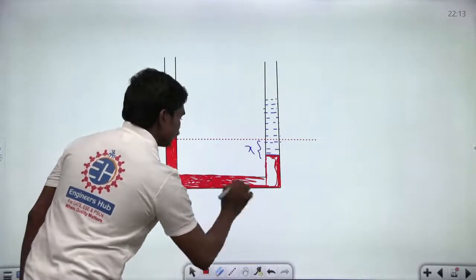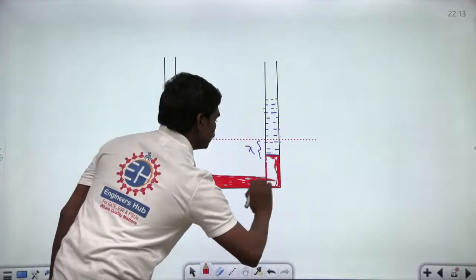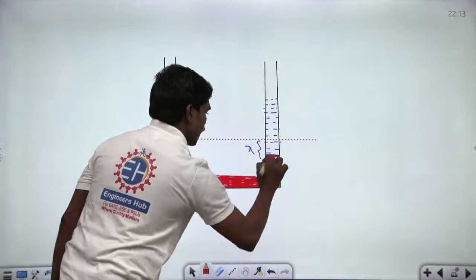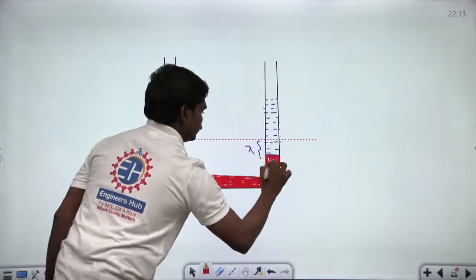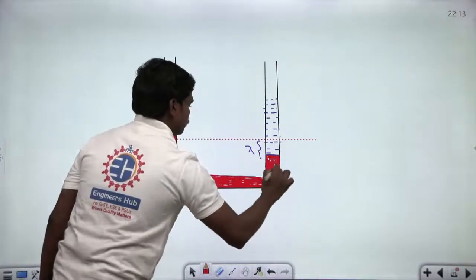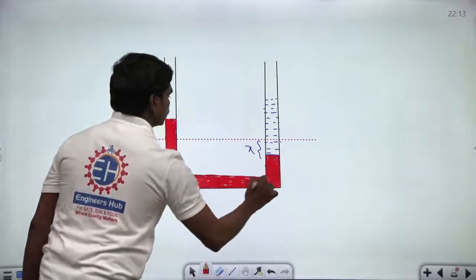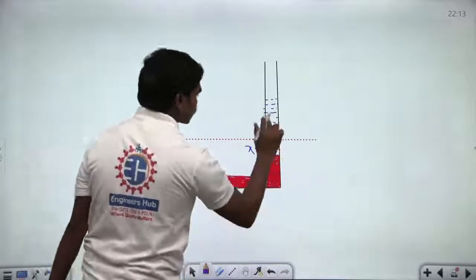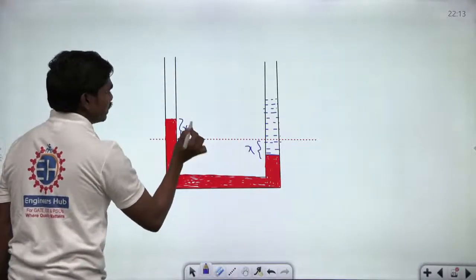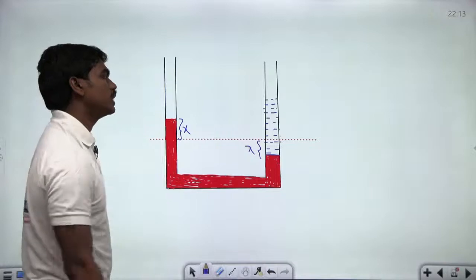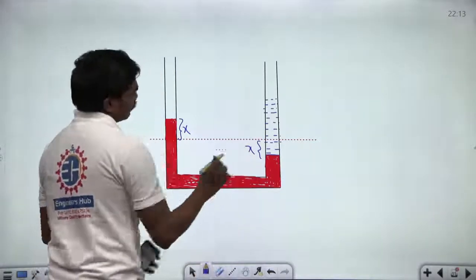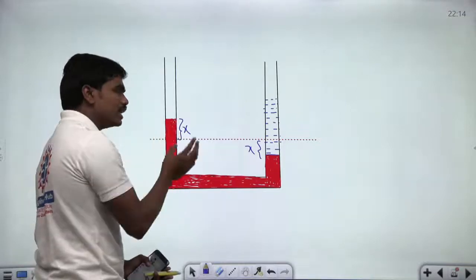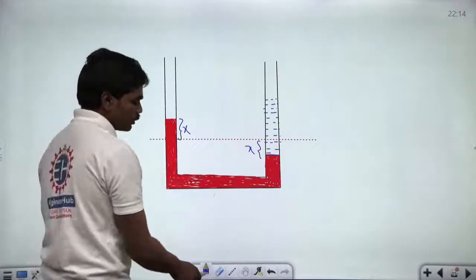I'm just drawing a freehand sketch. So if this is mercury, correct? This is how, if there is some x depression here because of this water column, definitely there will be the same x elevation here. This is one thing known to us. Definitely this height won't be equal to this water column because the specific gravity of mercury is high, so it elevates only to a little extent.